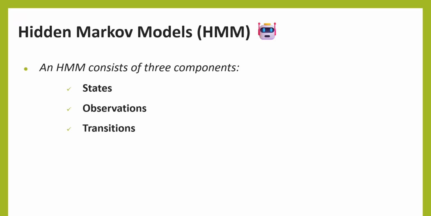Next comes hidden Markov models, which is a statistical model that can be used for sequential learning tasks like POS tagging. Here, hidden Markov models consist of three components. First is the states, that is the possible POS tags, for example, noun, verb, adjective, etc. Observations are the words in the sentence, and transitions are the probabilities of moving from one state to another. So hidden Markov models can be represented as a graph where each state is a node and the transitions are the edges between the nodes.